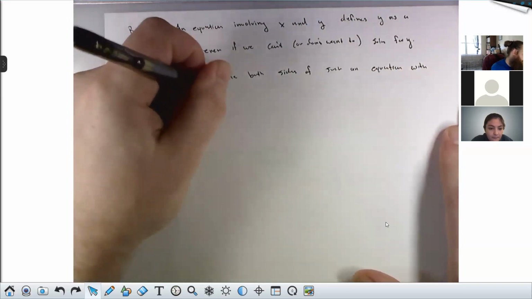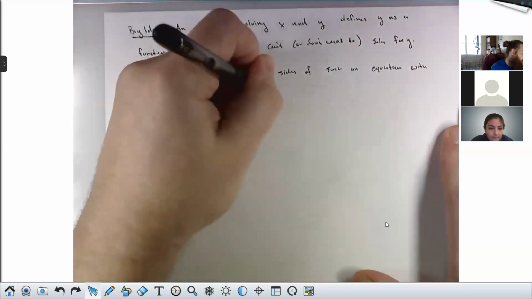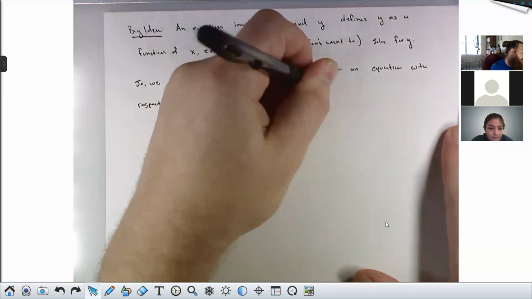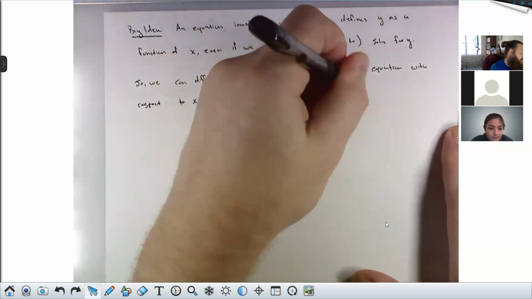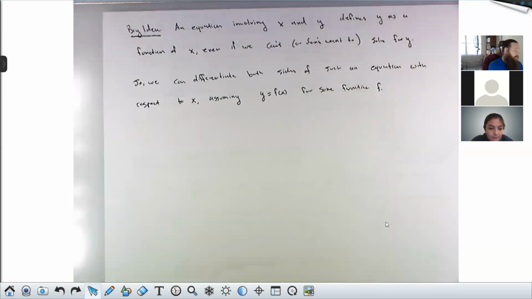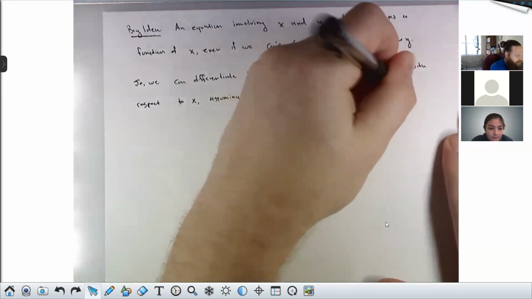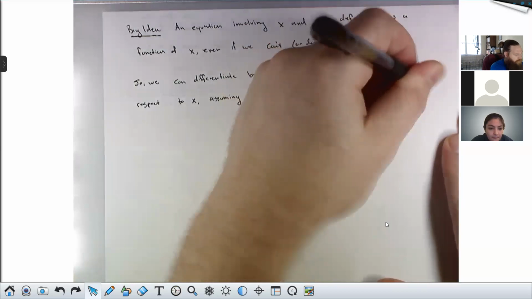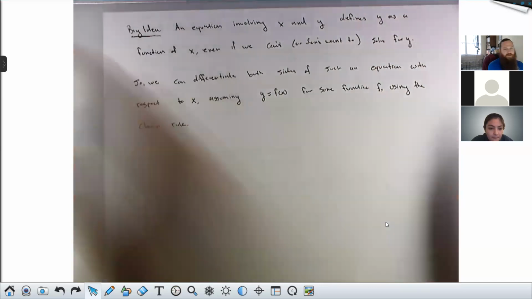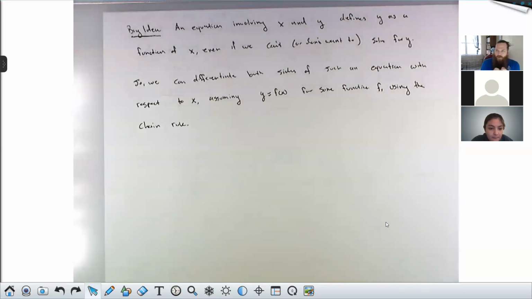assuming that y is equal to f of x for some function f, and use the chain rule. So basically we treat y as our inner function in each of these. And the derivative of y, d dx of y, is y prime.